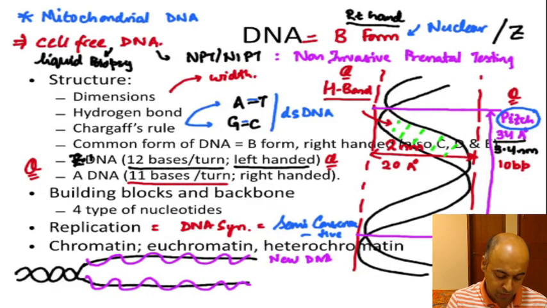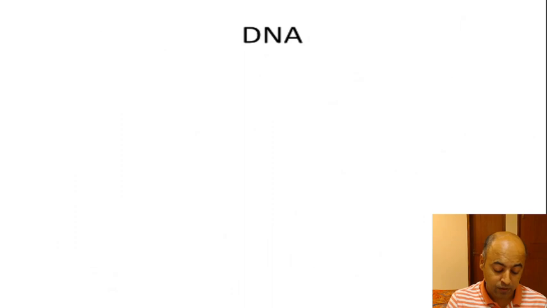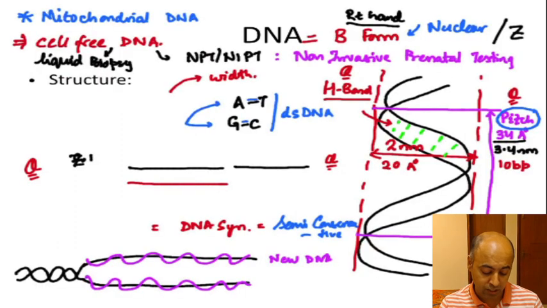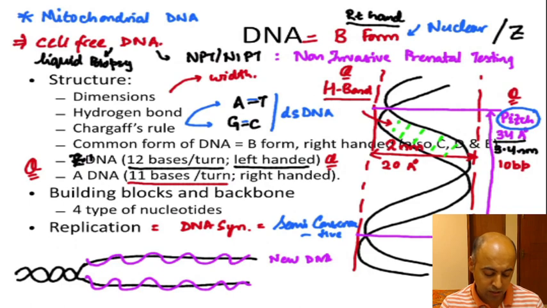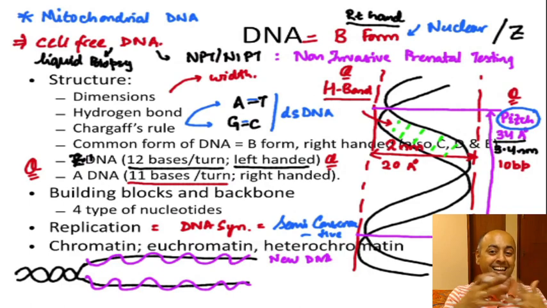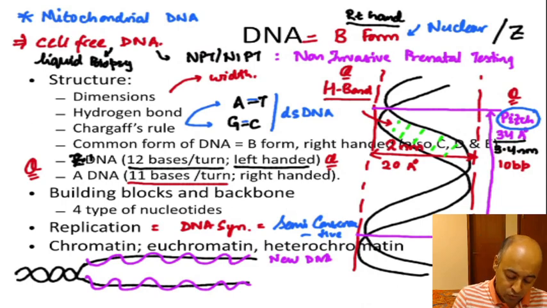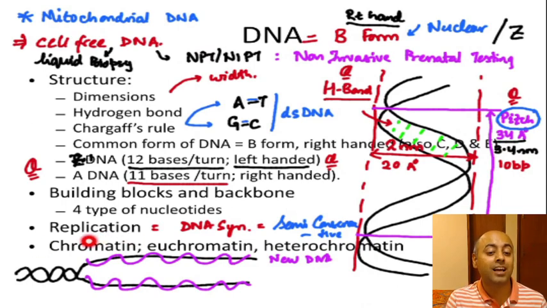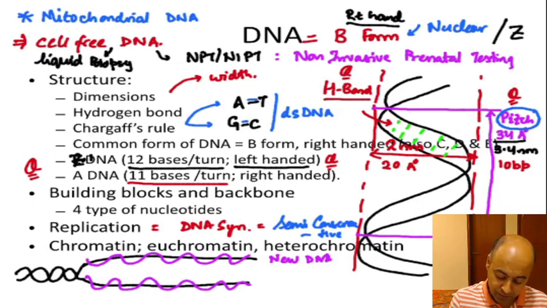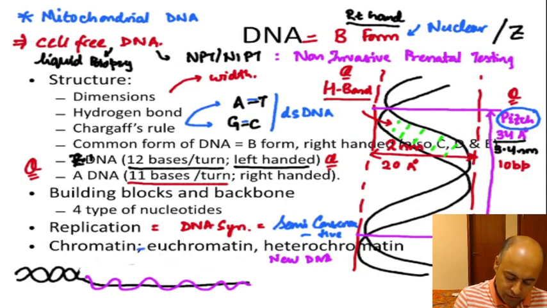One last point which you have to keep in mind when you're talking about the B form of DNA is how do we further describe the subunits, or you can say the arrangement and the sections of the DNA. So the overall DNA is known as chromatin. In this overall DNA, we have sections known as euchromatin and heterochromatin.